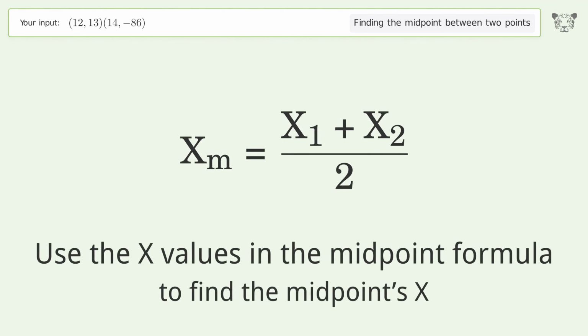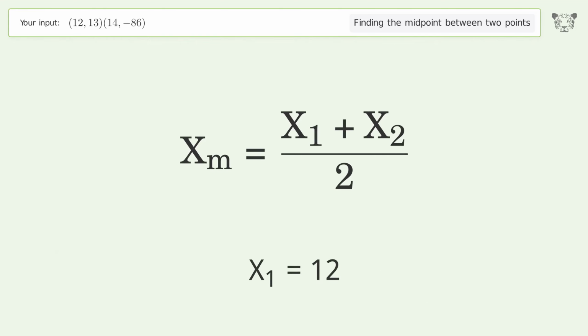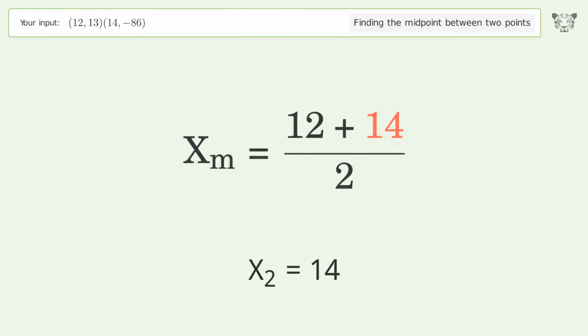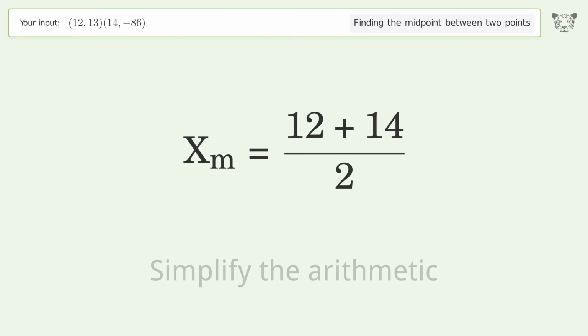Use the x values in the midpoint formula to find the midpoint's x. x1 equals 12. x2 equals 14. Simplify the arithmetic.